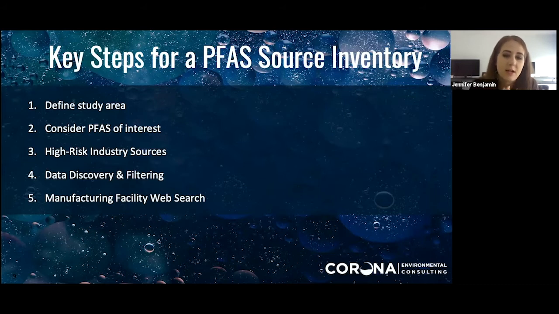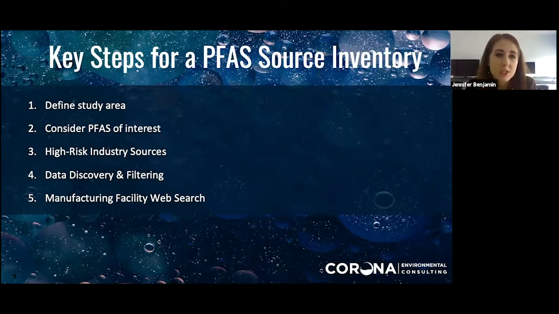Then, once your study area is defined, you need to figure out what types of PFAS you're interested in. A good place to start is by looking at which PFAS, if any, have been regulated in your state. PFAS are becoming increasingly regulated. So if your state is either already regulating PFAS or thinking about regulating PFAS, that's a great place to start when you're putting together a list of PFAS of interest.